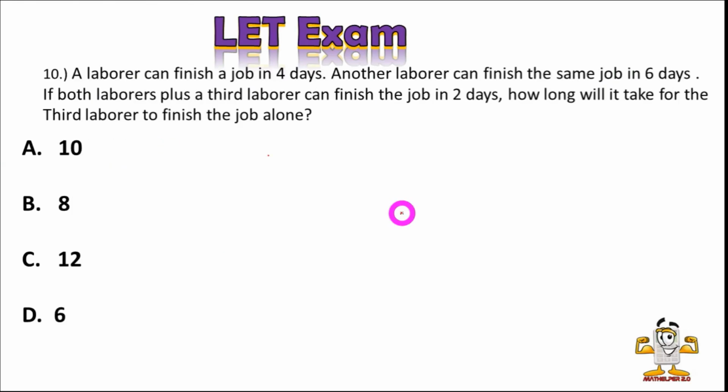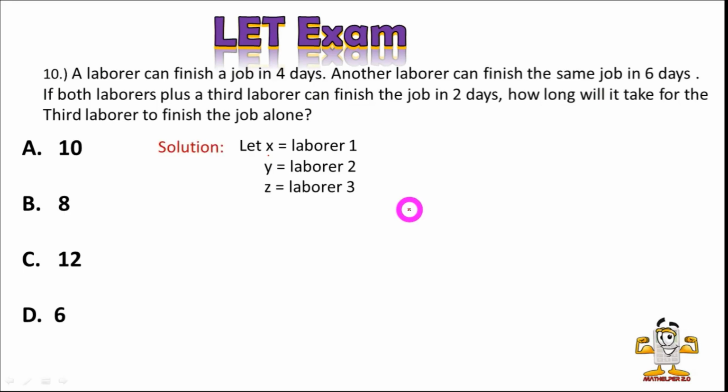Number 10. A laborer can finish a job in 4 days. Another laborer can finish the job in 6 days. If both laborers plus a third laborer can finish the job in 2 days, how long will it take for the third laborer to finish the job alone? So let X be laborer 1, let Y be laborer 2, and let Z be laborer 3.